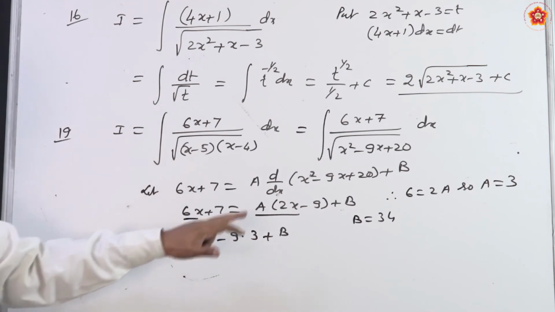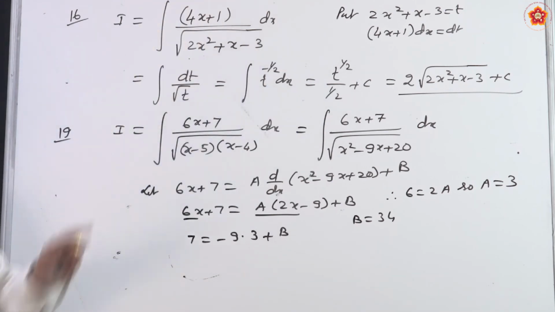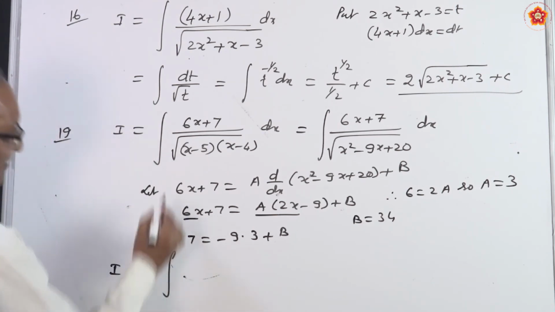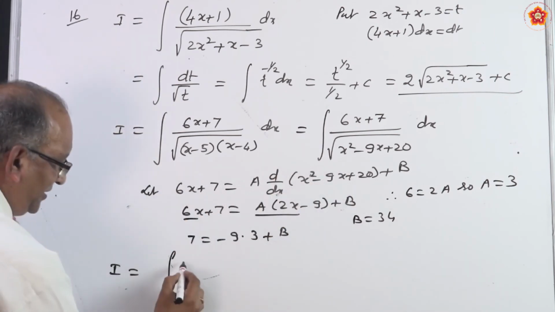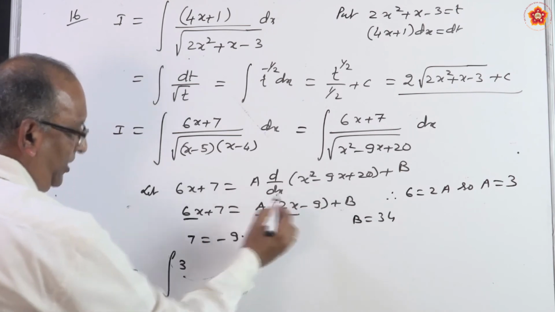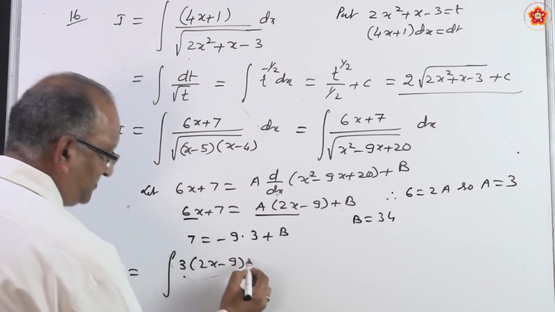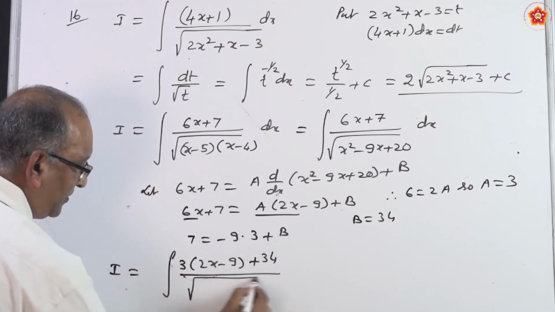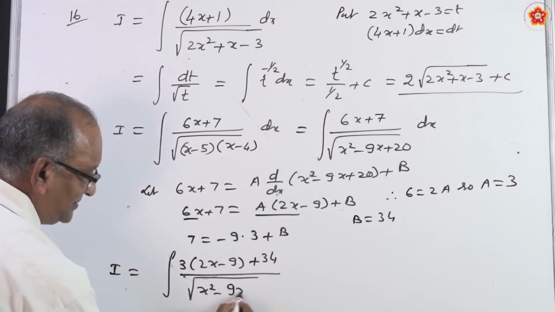Substitute this in place of a and b, and in place of 6x plus 11, substitute that whole expression. So the I will become the integral of, in place of 6x plus 1, what we have to write? A into this. What is a? 3 into the derivative of this, which we already got as 2x minus 9, plus b. What is b? Plus 34 upon under root of, we already simplified it as x square minus 9x plus 20.